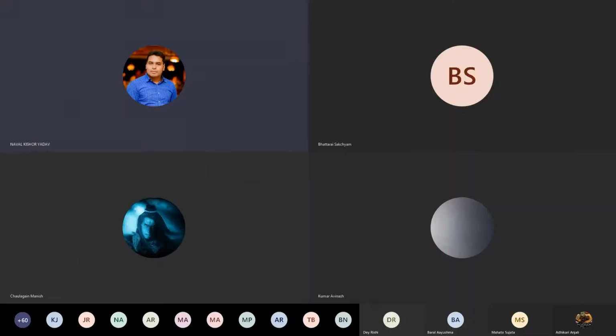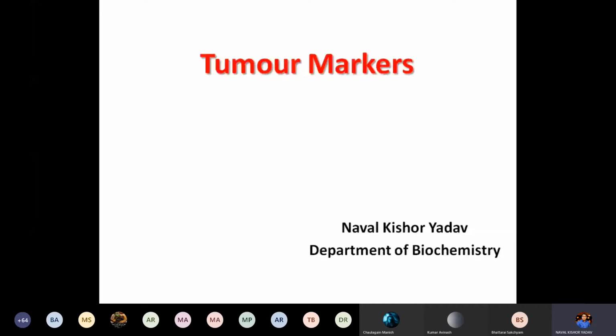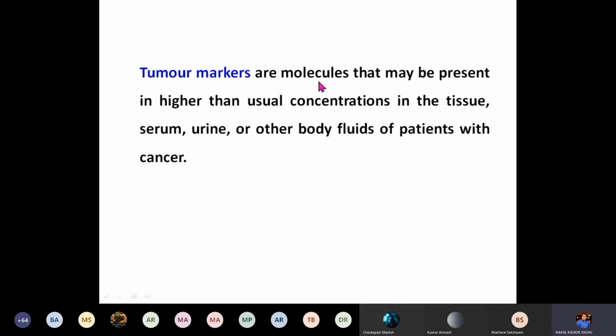So during cancer, many substances or materials are released, and you can use them as a marker for diagnosis, even during treatment. So what do we mean by tumor marker? It is a molecule or substance that is present in a higher amount than the usual concentration that you can see in the tissue, serum, urine, and other body fluids in a patient having cancer.